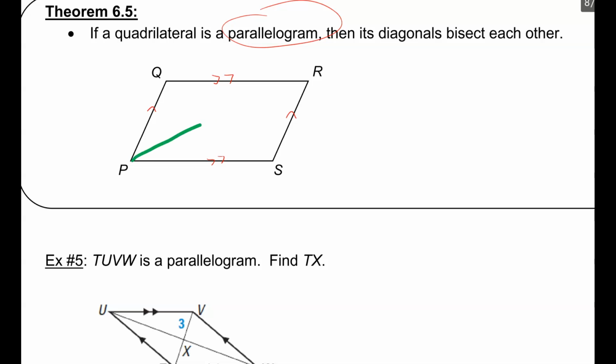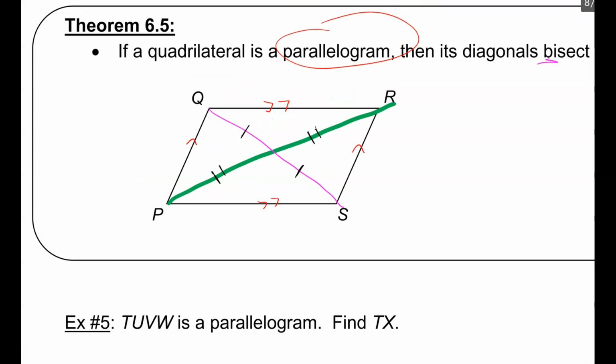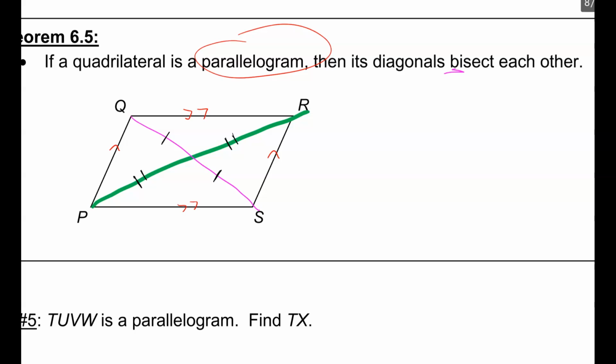Okay, so we have this diagonal and we have this diagonal. Bisect means cut into two equal parts. So these two halves of that diagonal will be congruent to each other. And then the two halves of the other diagonal will be congruent to each other. Notice the green and the pink line don't have to be equal to each other. But the two green halves are equal, because bisect means we're splitting the diagonal exactly in half thanks to the other diagonal.